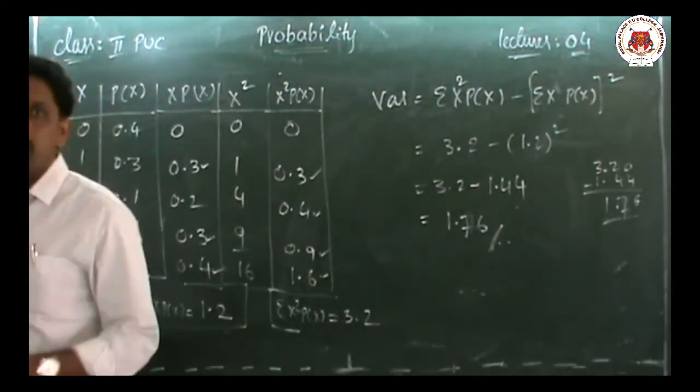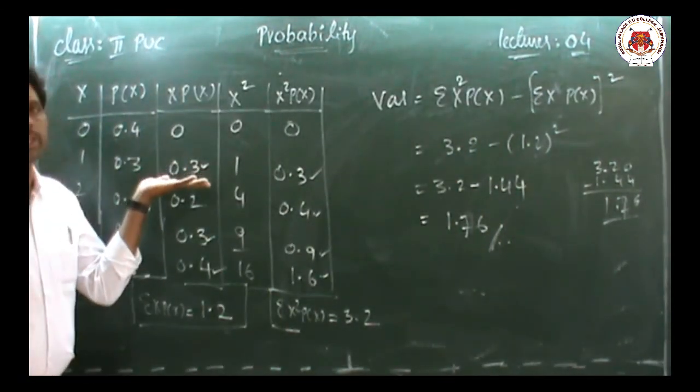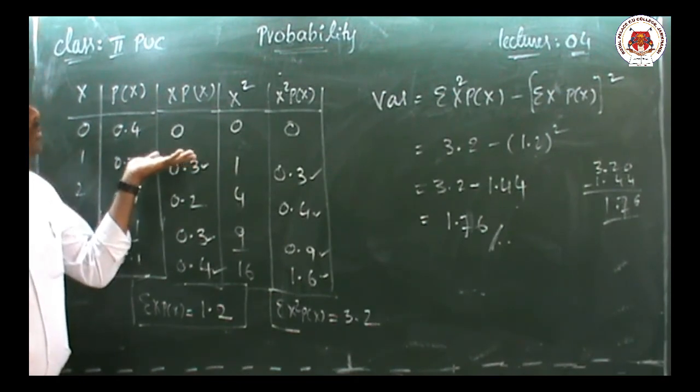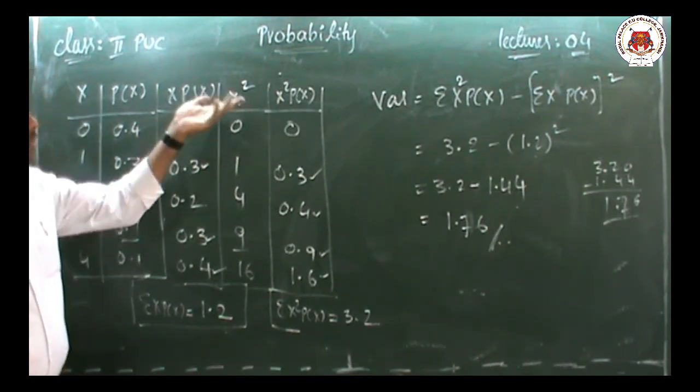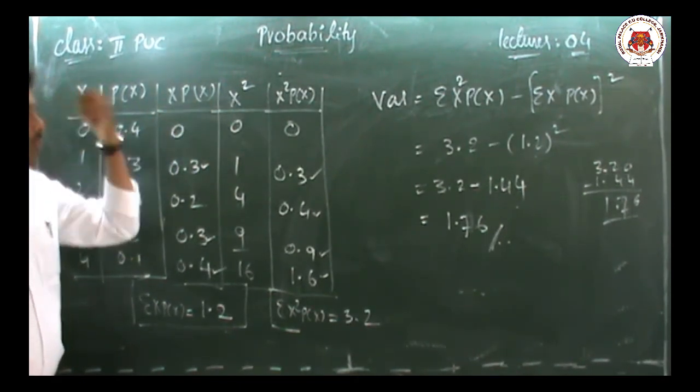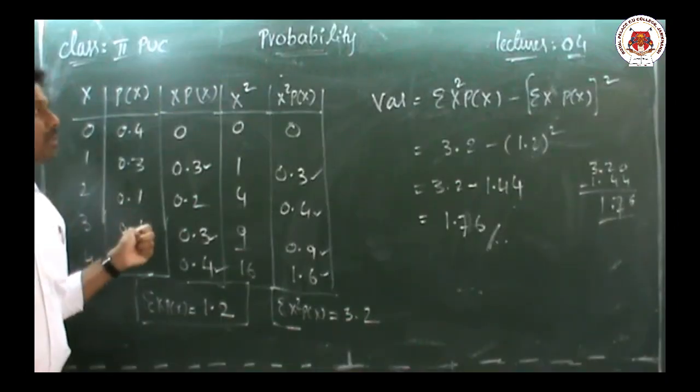So this is the method. In this manner, these are the probability distribution tables. Today we discussed how to find the mean, variance, and standard deviation. We will continue the remaining problems. So thank you.